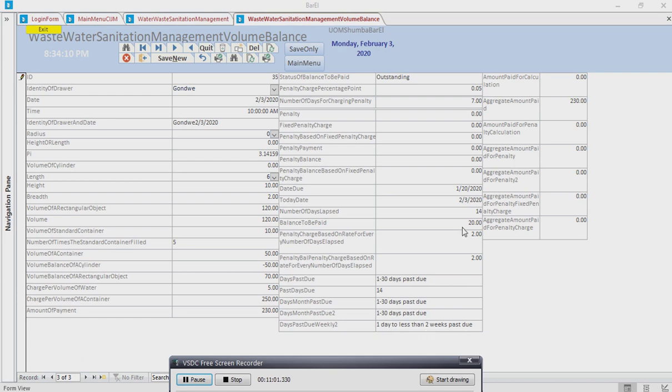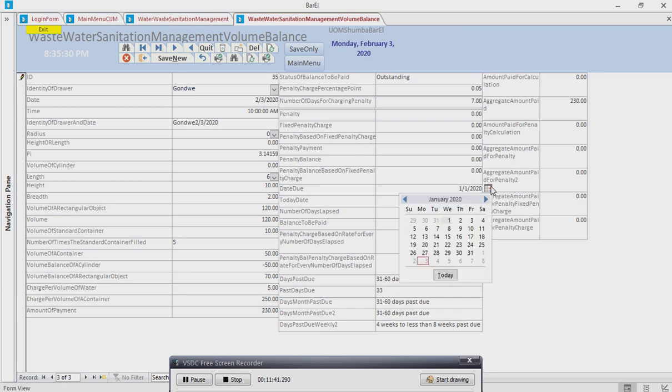Let us maybe say it was 1 January. You see, the number of days is 33. It's between 31 to 60 days, between 4 weeks to less than 8 weeks. Let me go back to the original date.